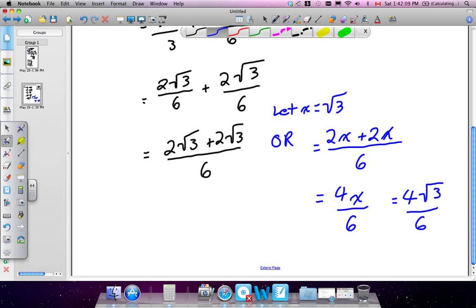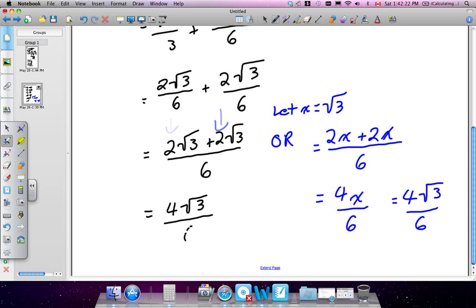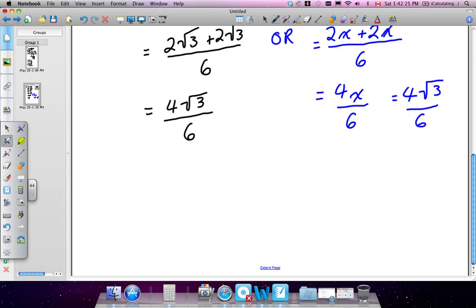Now, if we substitute back in for that x, remember we said x was root 3, so it's 4 times root 3 over 6. So let's write that in black over here. The idea is all I really needed to do was add this 2 and that 2 together. So 2 plus 2 is 4. I keep the root 3 on the outside, divided by 6. Exact same answer as I got over here. 4 root 3 over 6, 4 root 3 over 6.